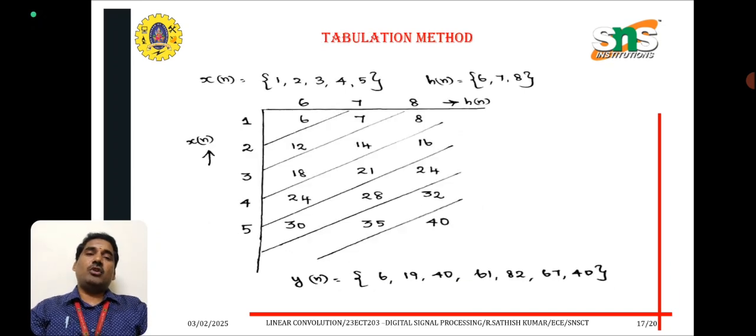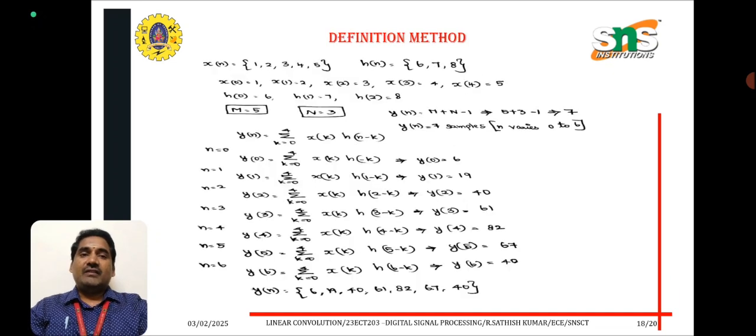The same sum followed by the tabulation method: 1, 2, 3, 4, 5 and 6, 7, 8. Now we multiply 1 with 6, 7, 8, and then 2, 3, 4, 5. Now we add: y of n is equal to 6, 12 plus 7 is 19, 18 plus 14 plus 8 is 40, 24, 21, 16 gives 61, 30, 28, 24 gives 82, 35, 32 gives 67, and finally we get 40.